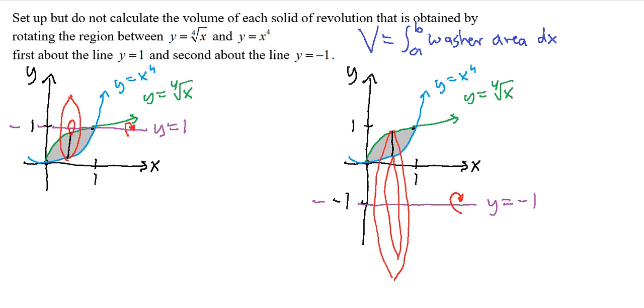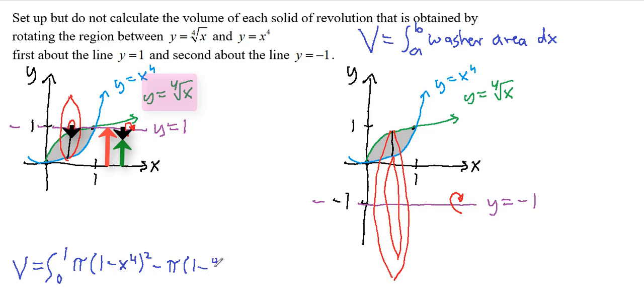So let's describe the washer area in the first scenario. We have that the volume is the integral from 0 to 1, because that's what our washers run from, 0 to 1. And the washer area is created by the large disk, which has as a radius the distance 1 minus the function value of y is equal to x to the power of 4, minus the smaller disk, which has as a radius 1 minus the function value of the fourth root of x. And we integrate with respect to x.